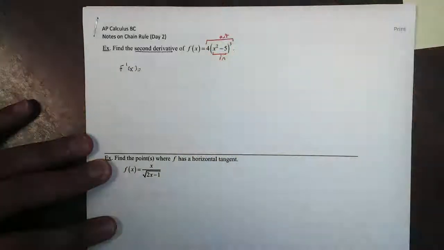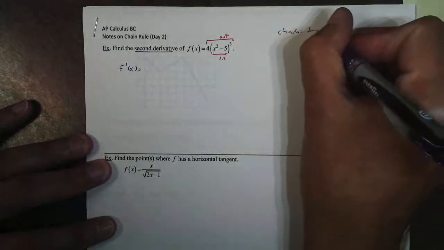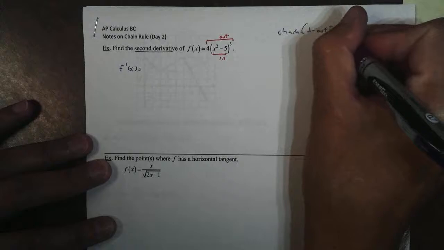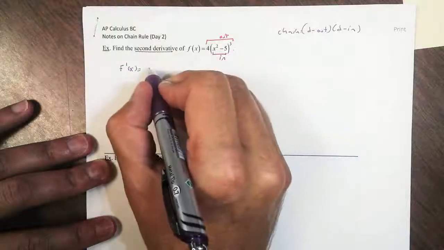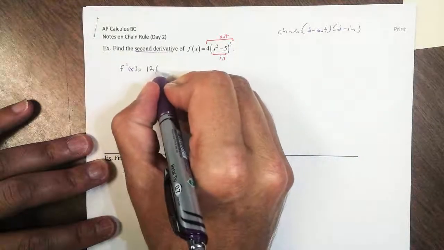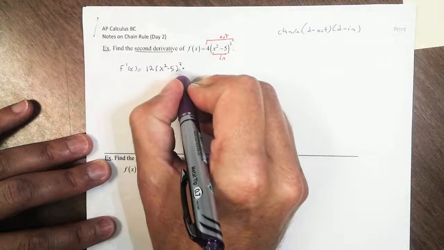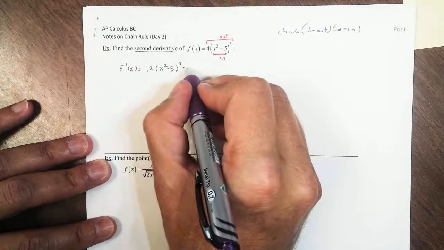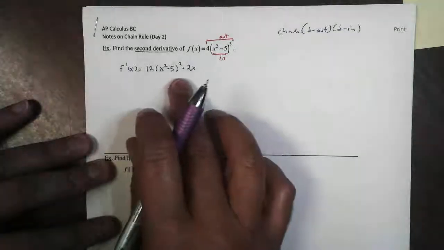So chain rule, you might remember, is the derivative of the outside multiplied by the derivative of the inside. So when we take that outside derivative, we're going to drop that 3 down, and that's going to give us 12 times (x squared minus 5) squared times, now we take the derivative of the inside, 2x. Okay, there's my first derivative.